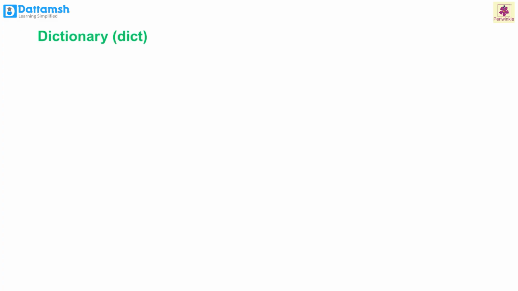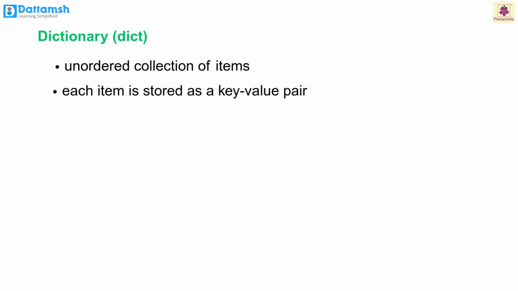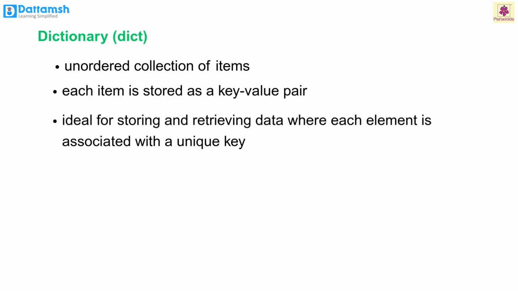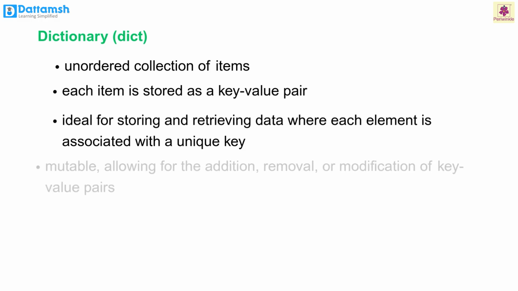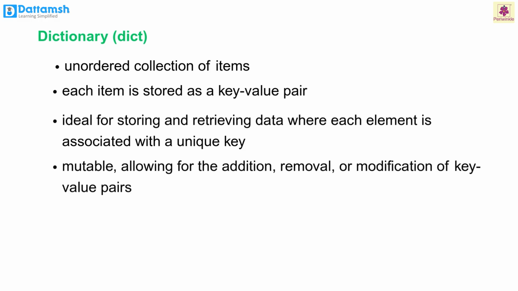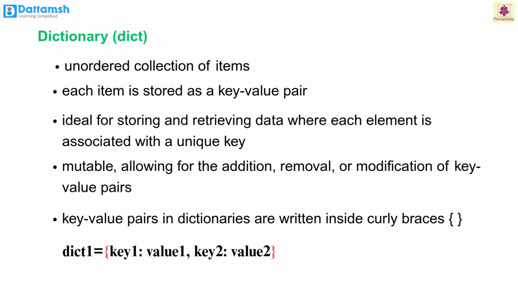Dictionary. A dictionary in Python is an unordered collection of items, where each item is stored as a key value pair. This makes them ideal for storing and retrieving data where each element is associated with a unique key. Dictionaries are mutable, allowing for the addition, removal, or modification of key value pairs. Key value pairs in dictionaries are written inside curly braces.